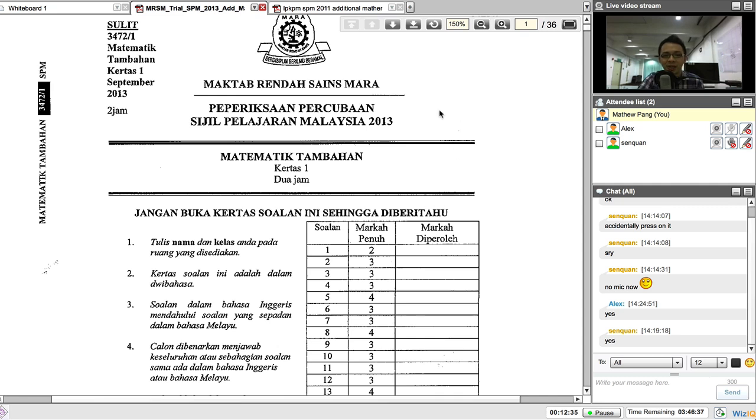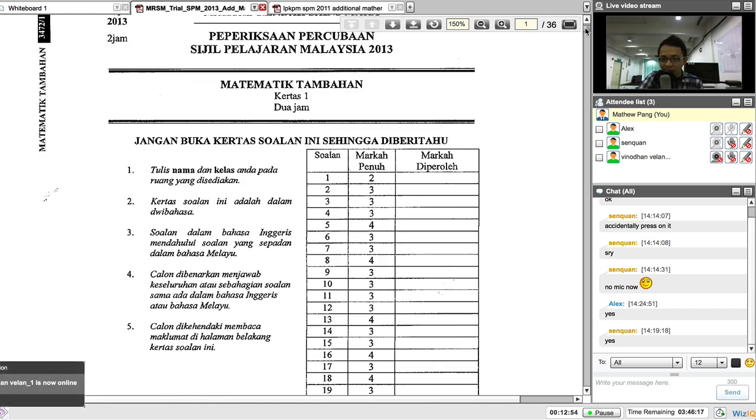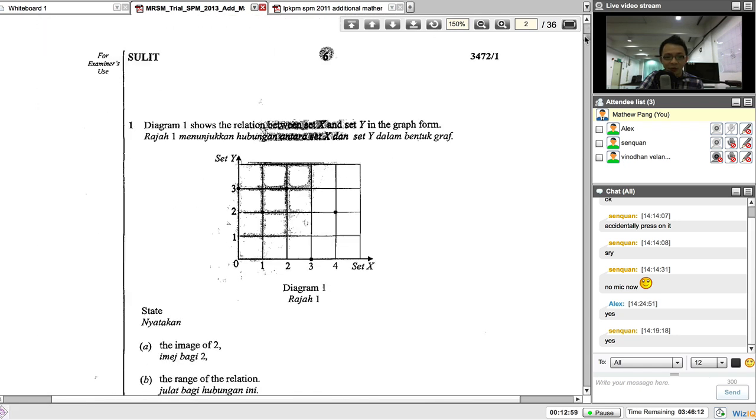Okay, so today we will discuss the past year paper for MRSM. Some teachers told me the trial exam paper is quite good, so I took the 2013 one. Alright, let's have a look. We will discuss Paper 1 today, and we will use our time to discuss it.